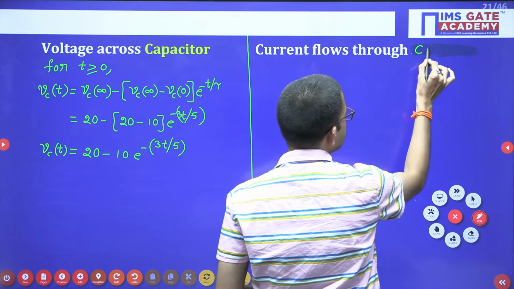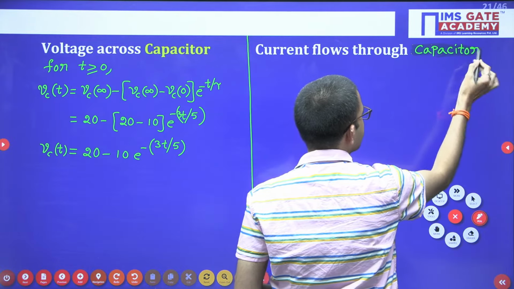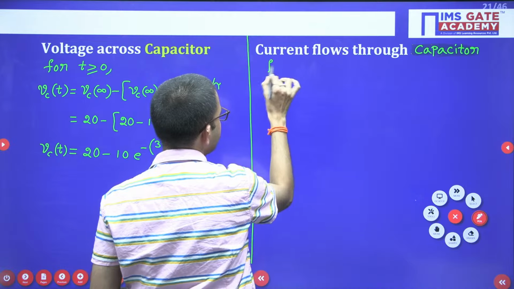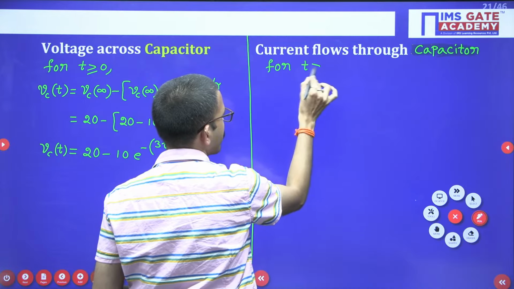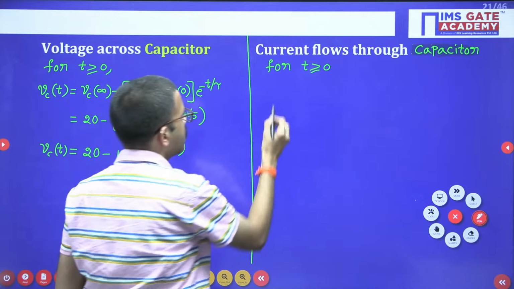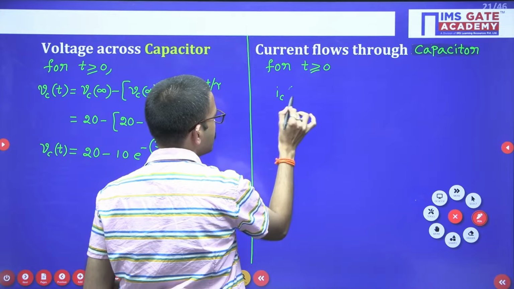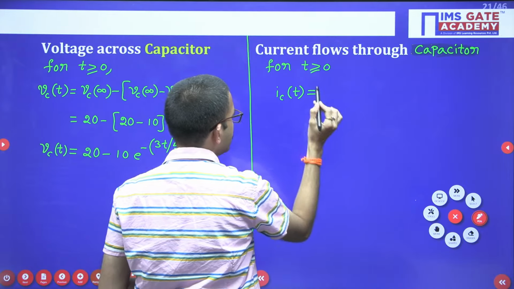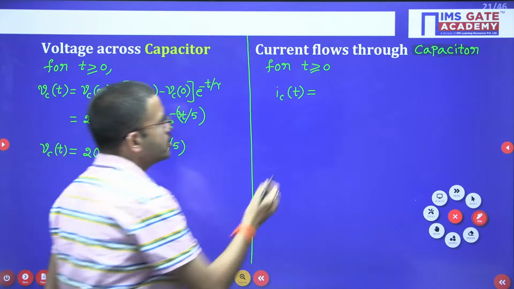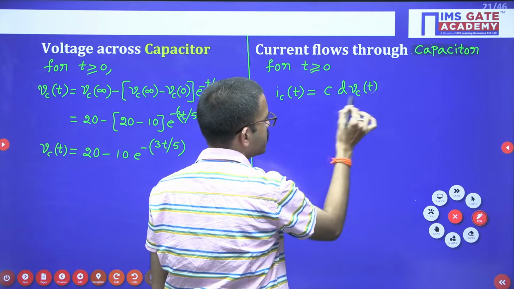Current flows through the capacitor for t greater than or equal to 0. So here we have to calculate IC of t, which is nothing but C into dV by dt.